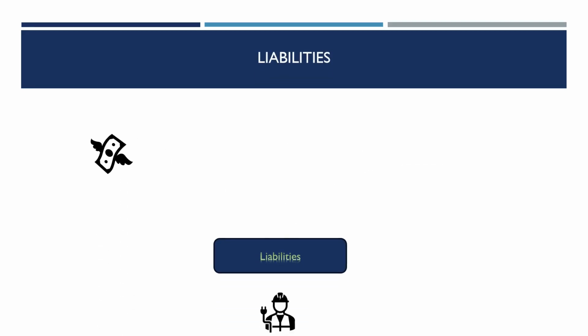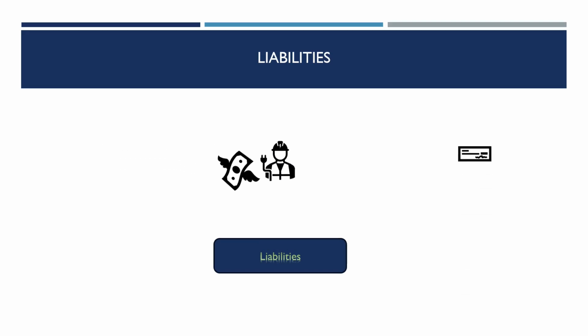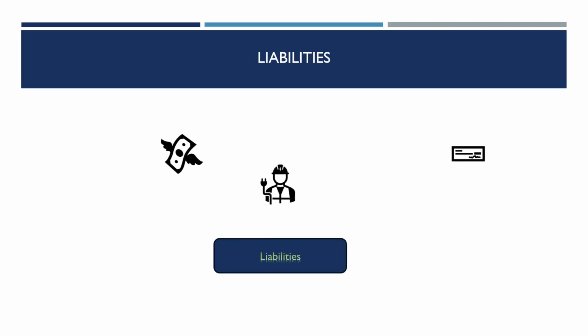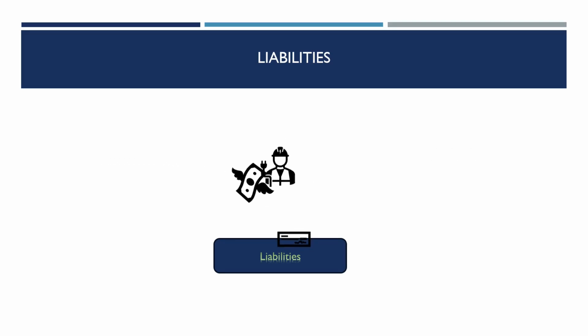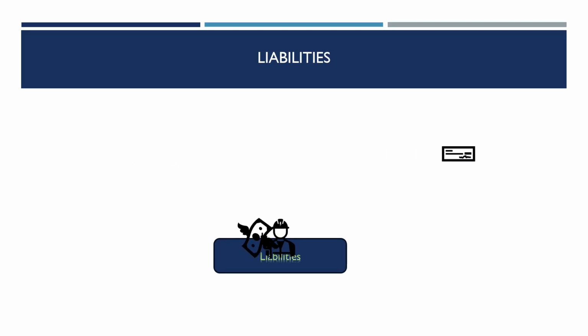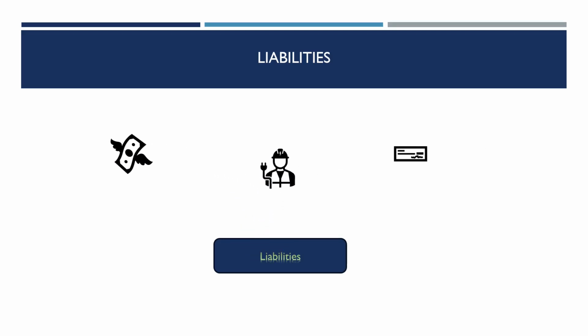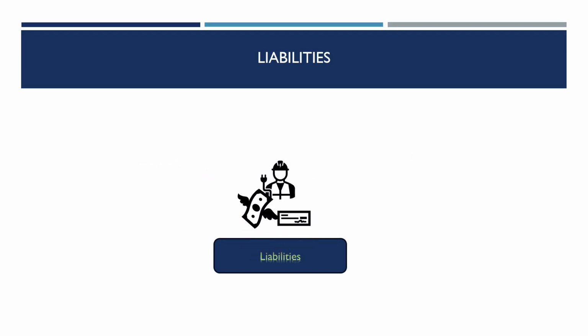Liabilities are what the business owes to others. This includes loans, unpaid bills, supplier payable, taxes payable, and salaries payable. Liabilities represent borrowed funds. When a business takes a loan, assets increase because cash comes in, and liabilities increase by the same amount.